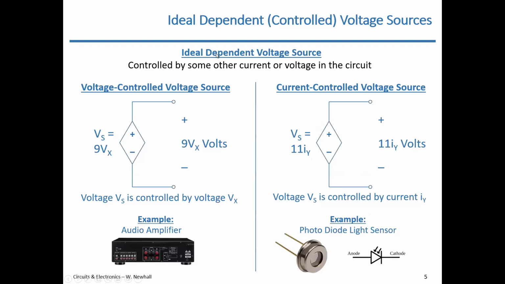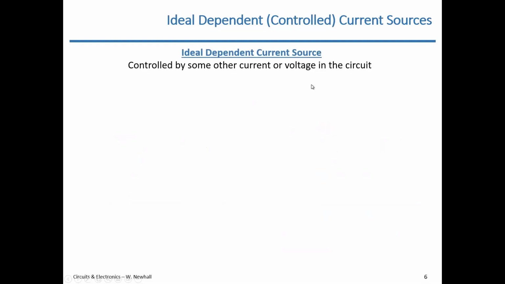All right. So those are controlled voltage sources. One's controlled by voltage and the other is controlled by current. But they're both voltage sources. There are also dependent or controlled current sources. So the ideal dependent current source is controlled by some other current or voltage in the circuit.